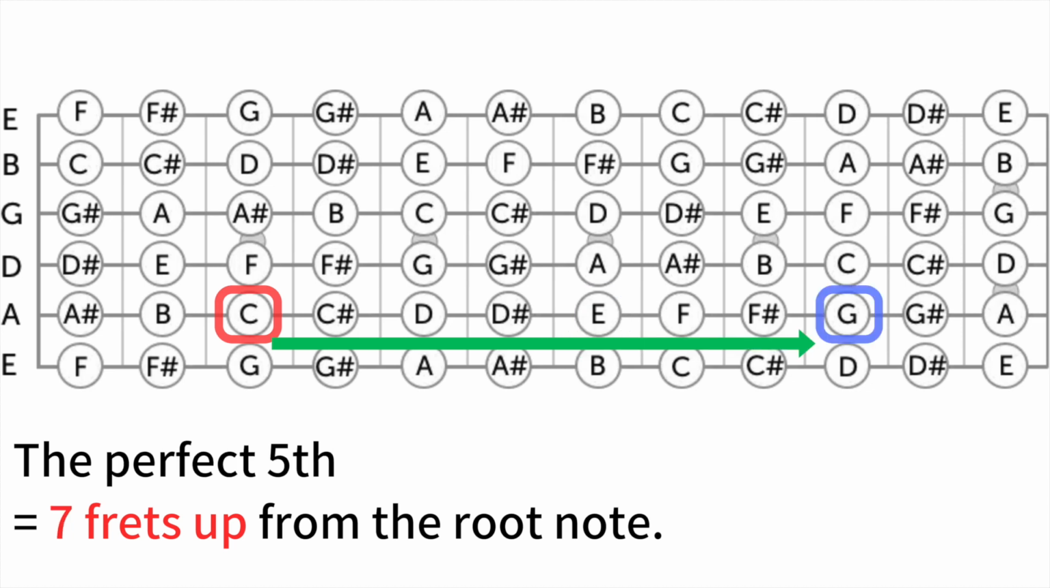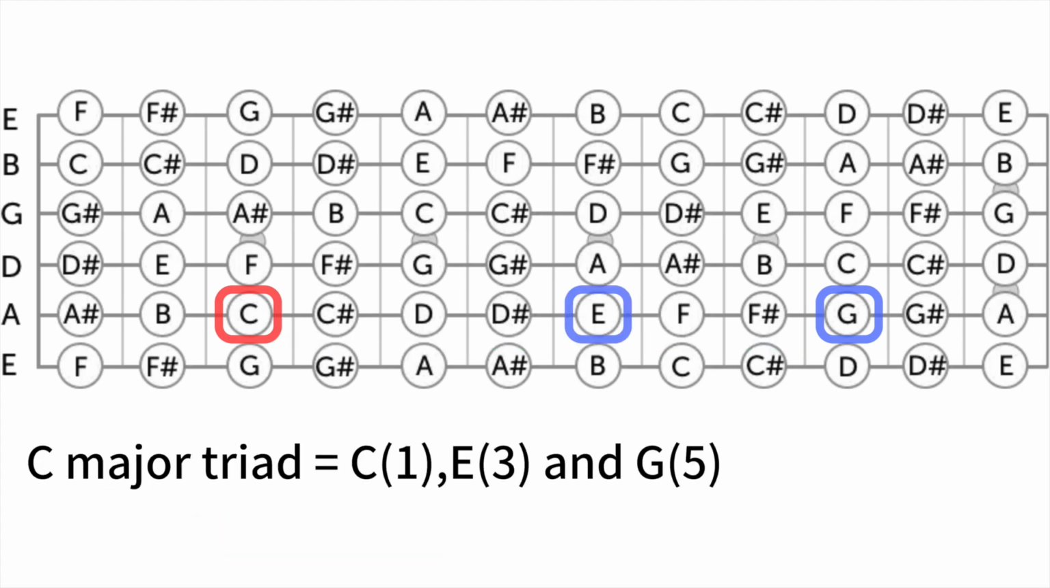Finally, the perfect fifth is the note 7 half steps above the root. From C, the perfect fifth is G. So, a C major triad is comprised of the notes C, E, and G.